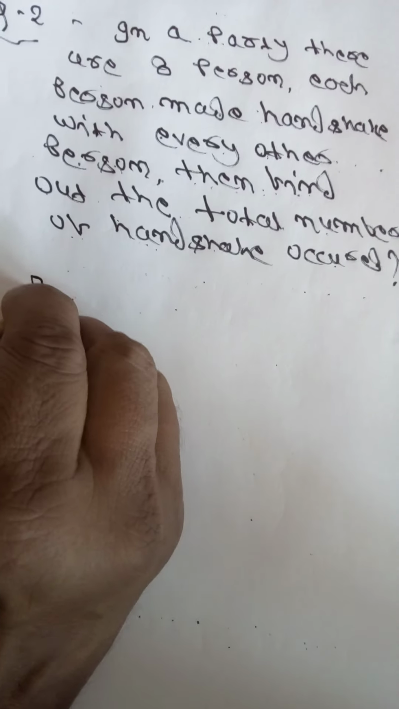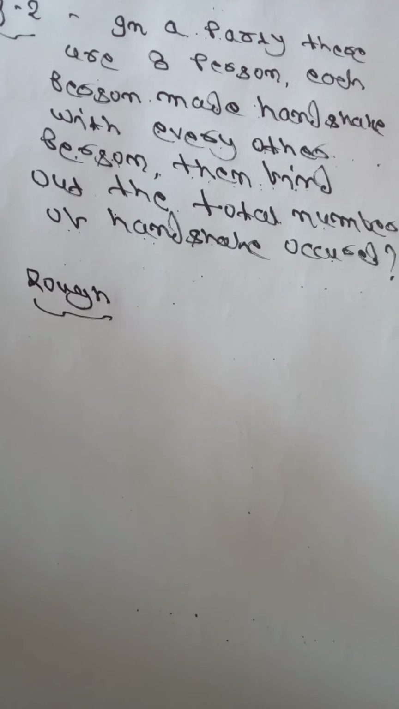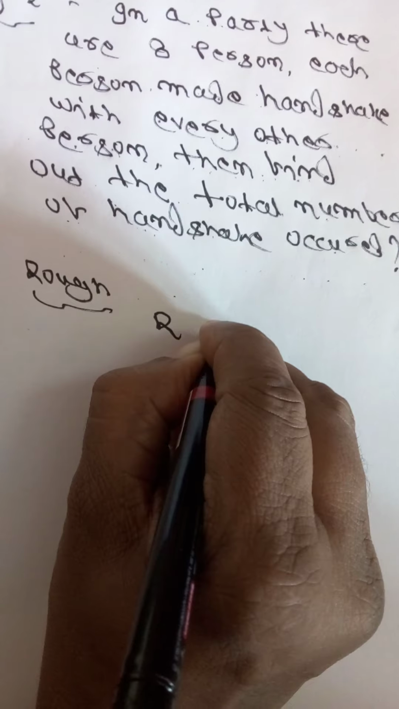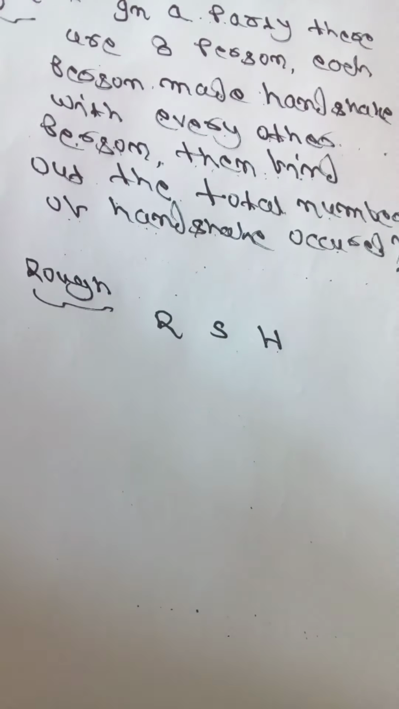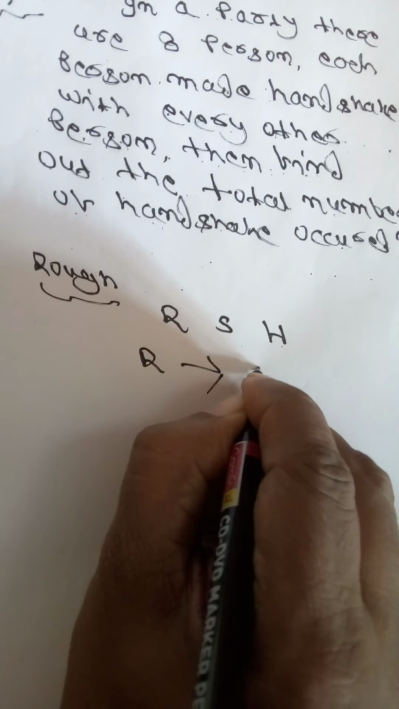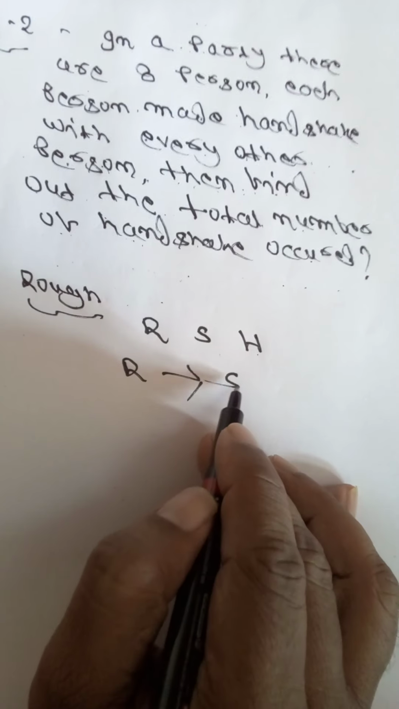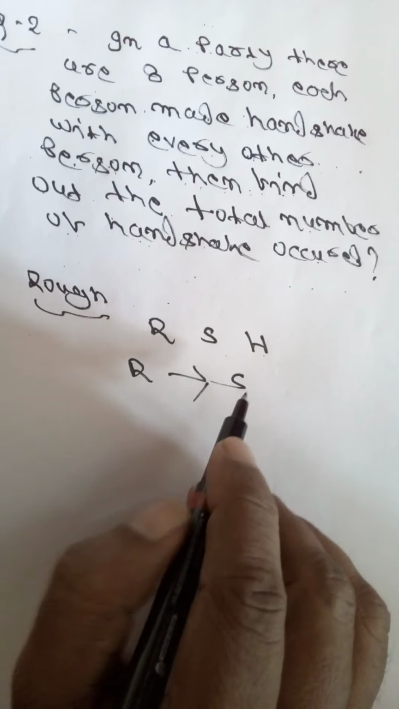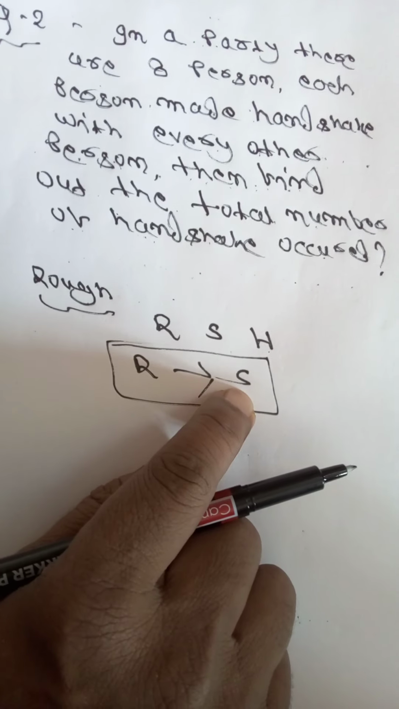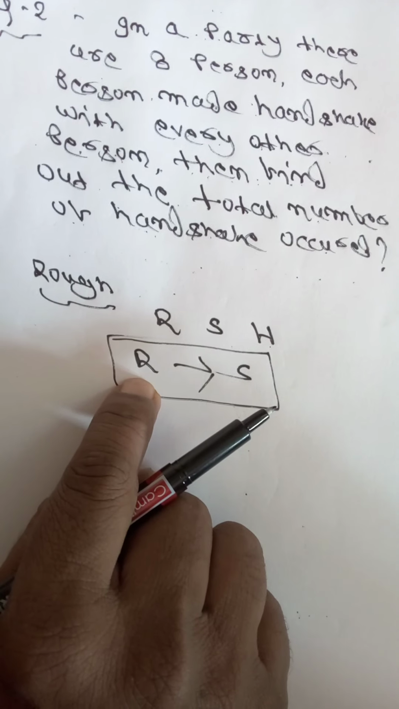Suppose here is the rough work. Before the problem, you just see, rough it. Suppose Ram, Sam and Hari. So here Ram shakes his hand with Sam. That means you draw the conclusion here, Sam also shakes hands with Ram. That means here only one handshake occurs. Ram shakes his hands with Sam means it is concluded that Sam shakes his hands with Ram.